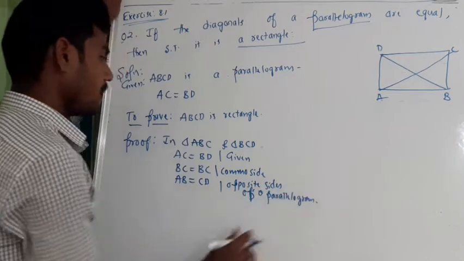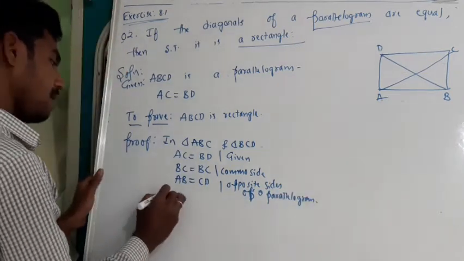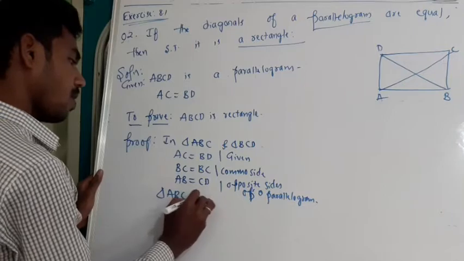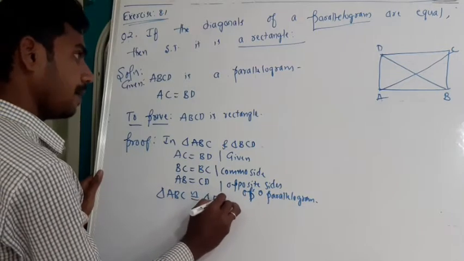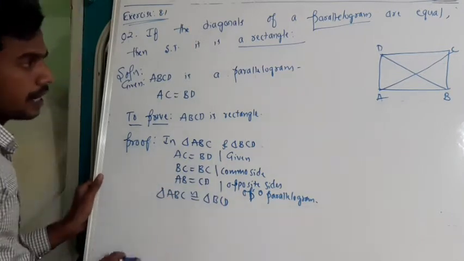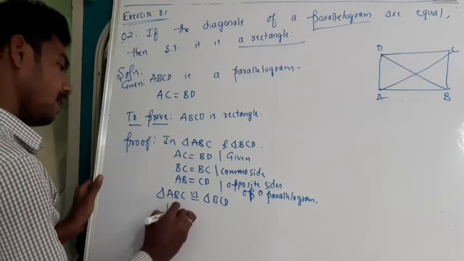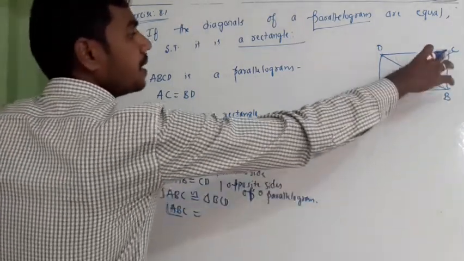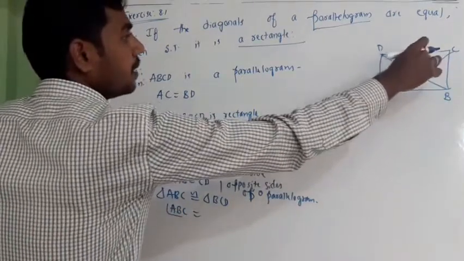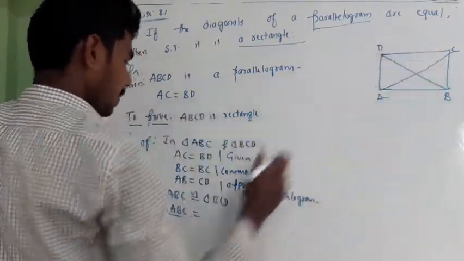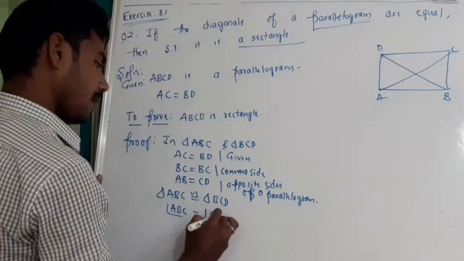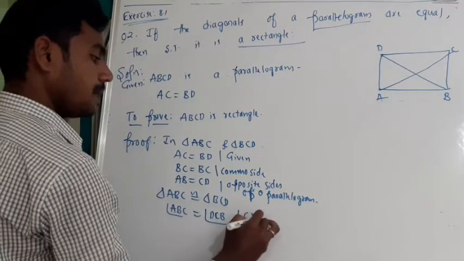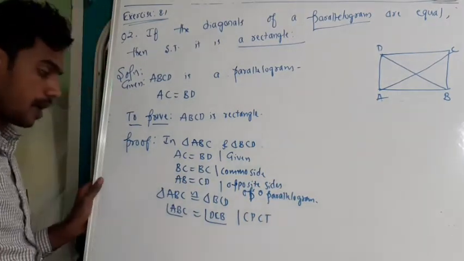Now, what can I say? Triangle ABC is congruent to triangle BCD. Fine. So what can I write? Angle ABC in this triangle is equal to angle DCB. This is because of CPCT, corresponding parts of congruent triangles.